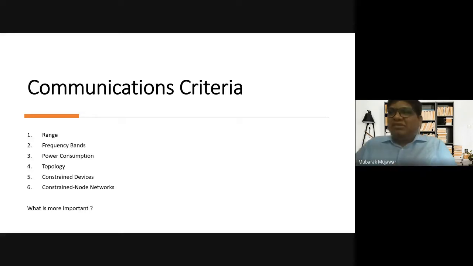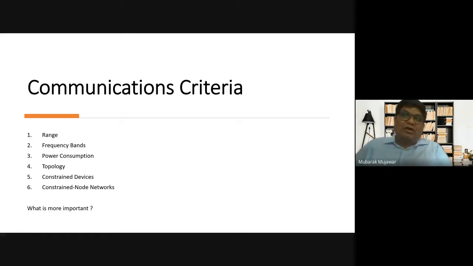One is custom devices, where we will look at the limitations of certain smart objects from a connectivity perspective. And lastly, we'll see constrained node networks, where we'll look at the challenges which are often encountered with networks connecting smart objects.